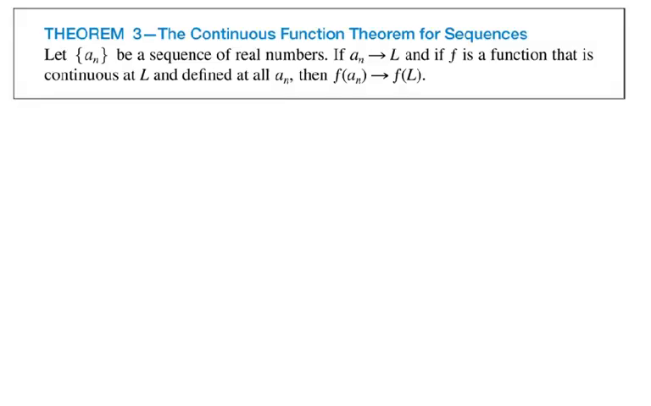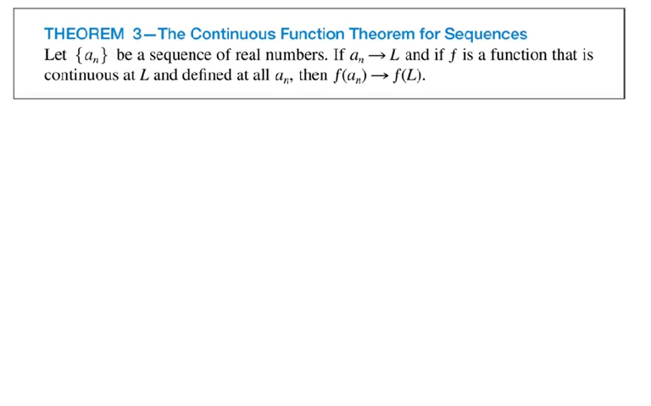So now we'll talk about another theorem, the continuous function theorem for sequences. So we will let the sequence a sub n be a sequence of real numbers. And if a sub n approaches this value L, and f is a function that is continuous at L and defined for all of the terms in the sequence, then the function of the sequence equals the function of the limit. So we can plug the limit into the function. Okay?